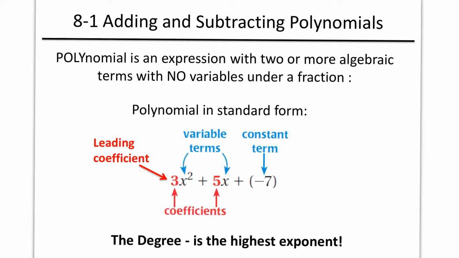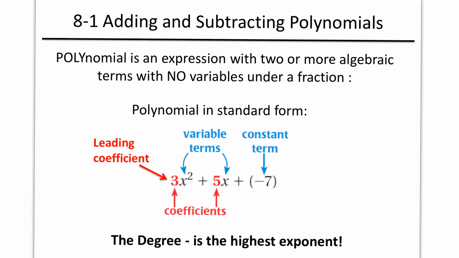So on top of the screen here, you guys can see the word polynomial. Poly, the root word, means many. Nomial means terms. So we have many terms. A polynomial is an expression with two or more algebraic terms with no variables under a fraction. So that's where the poly comes in. You guys can have 2, 3, 4, 5, 6, 7, and so on number of terms.